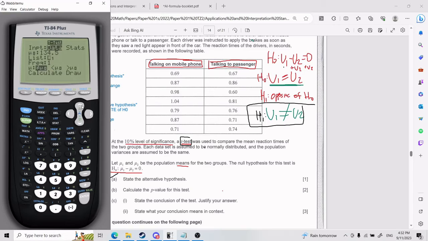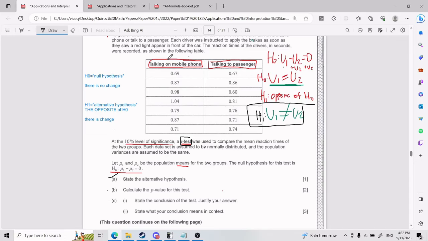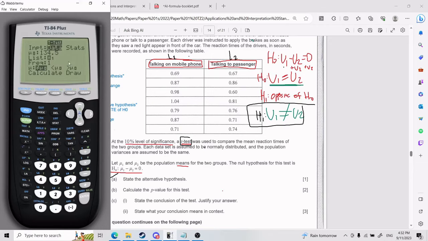Now notice the list. See, there's only one list. But how many lists do I have here? Well, L1 is the one talking on the phone, and L2 is going to be talking to a passenger physically. And so here I actually have two tests. Ah, interesting. Let's go back to over here.